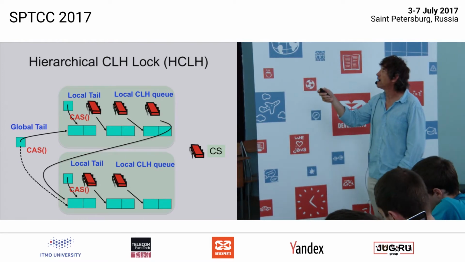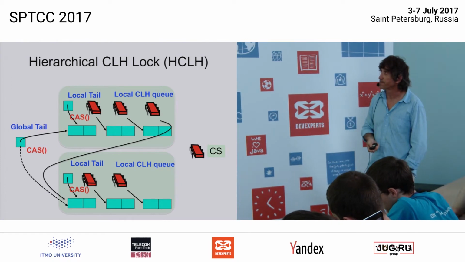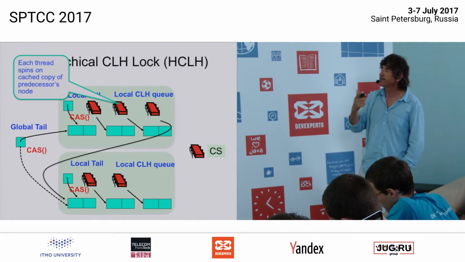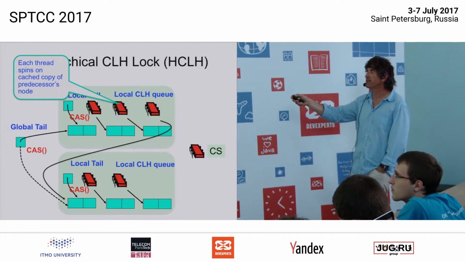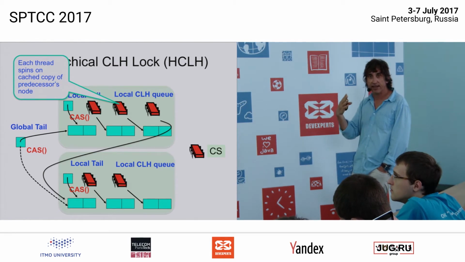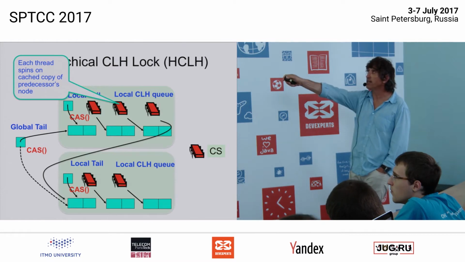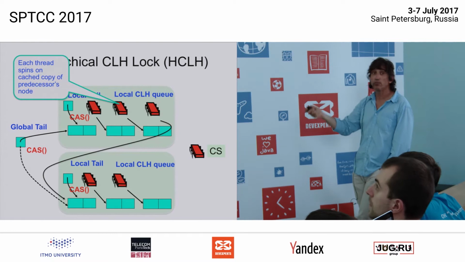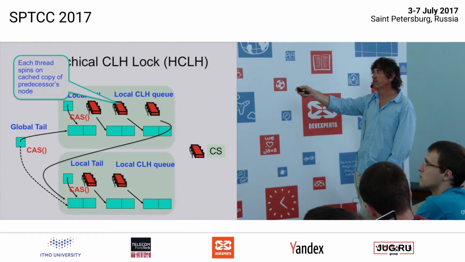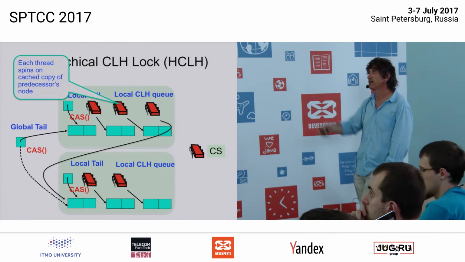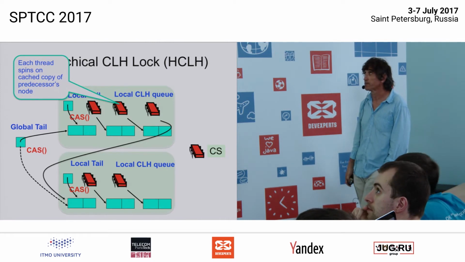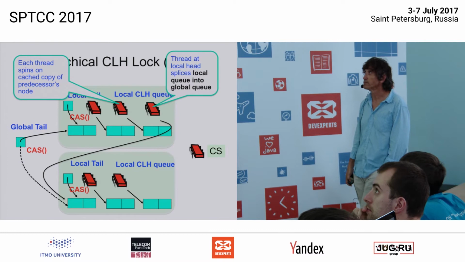This is the HCLH protocol. Each thread spins on a cached copy of the predecessor's node. So I get a lot of the advantages of this Q-lock style. Locally, I have a Q-lock order, but globally, I'm going to have the order of the queue based on the order between these nodes. And each thread, as I said, will splice this into the global queue.